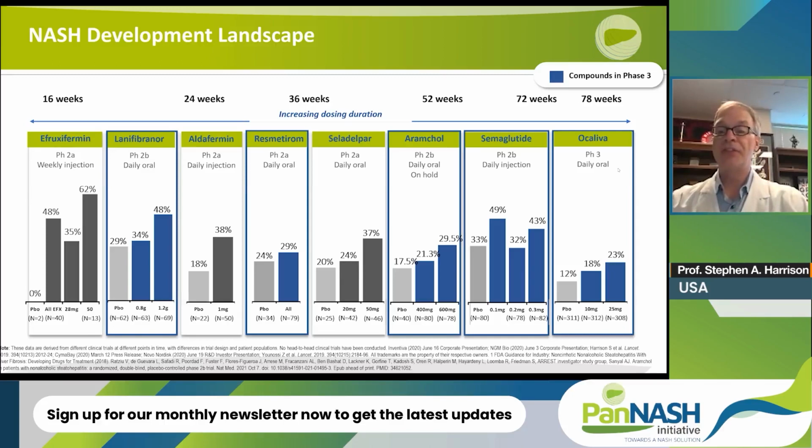This was not statistically significant. And with Ocaliva, 23% versus 12%, the treatment effect delta of 11% was significant. And that was in the phase 3 trial. So everything I showed you up until Ocaliva was data from phase 2.